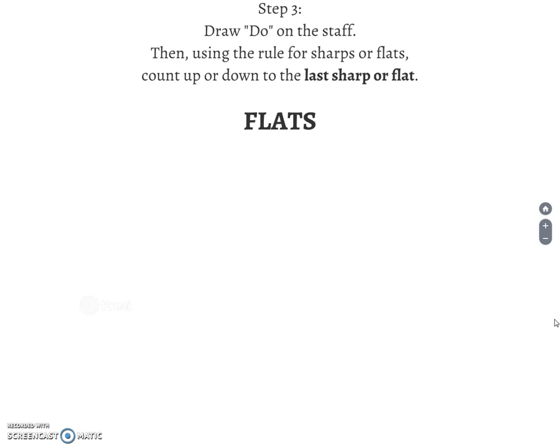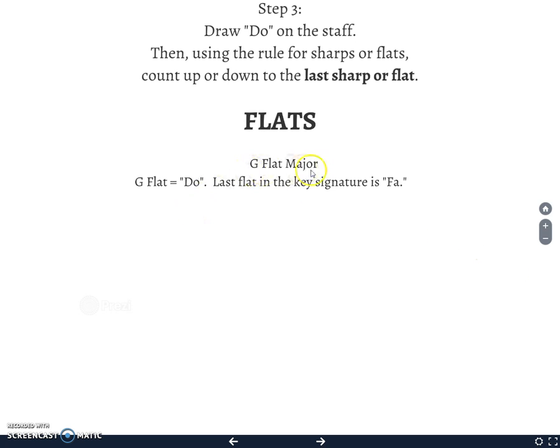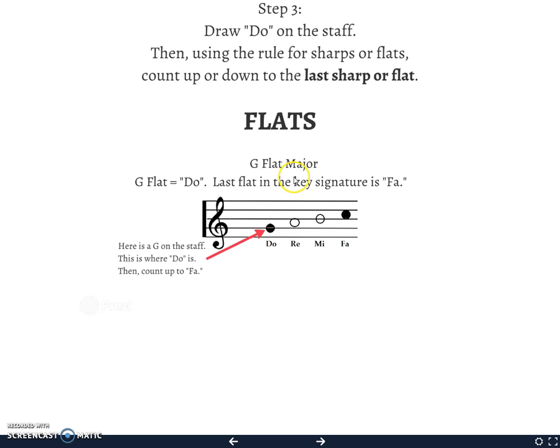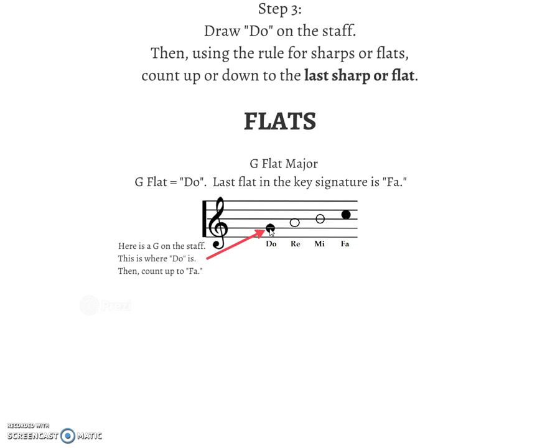Flats, let's start with those. If you were given G flat major and you needed to draw that scale, you know that G flat major means that G flat is do. And since we're dealing with flats, you know that the last flat in this key signature is Fa. So let's look at how that's going to be done. G flat major, you're going to draw a G on the treble clef. You know that that's where do is.